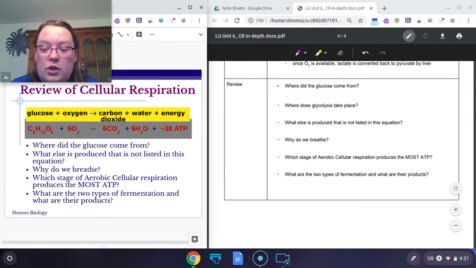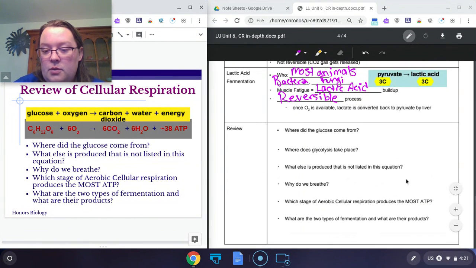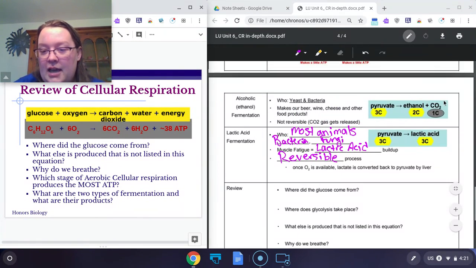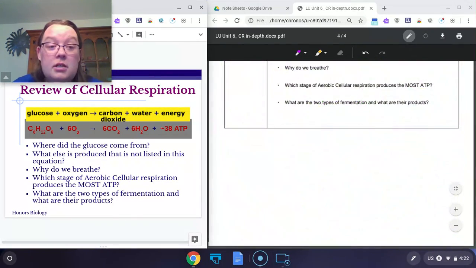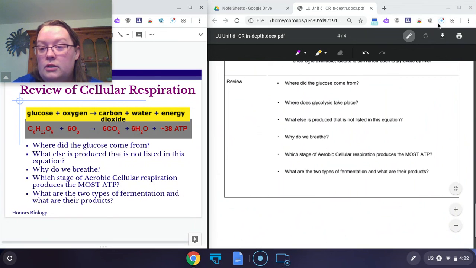And our last question, what are the 2 types of fermentation and what are their products? So the 2 types of fermentation are going to be lactic acid and alcoholic fermentation. Alcoholic fermentation makes ethanol and CO2. Lactic acid fermentation makes lactic acid. So we're going to have some practice on all of the details of cellular respiration on Canvas.